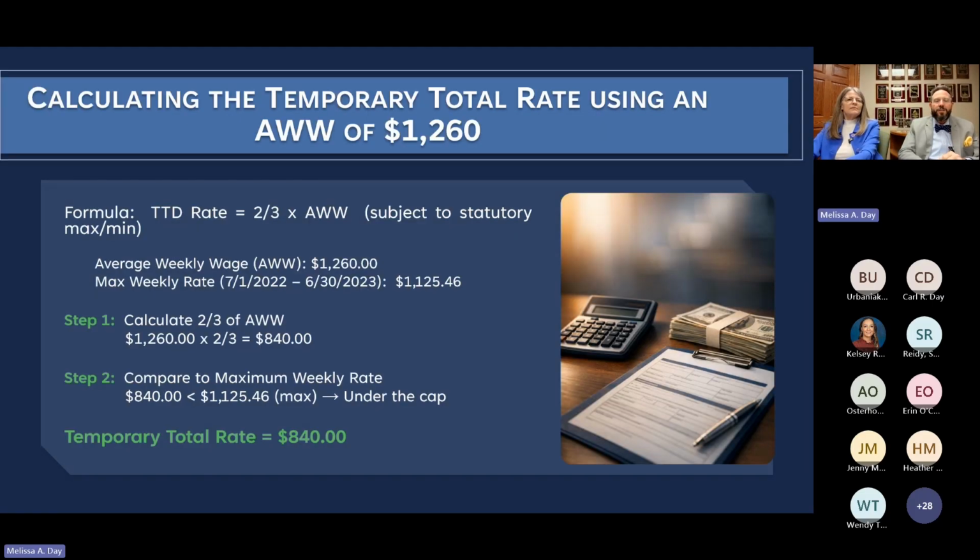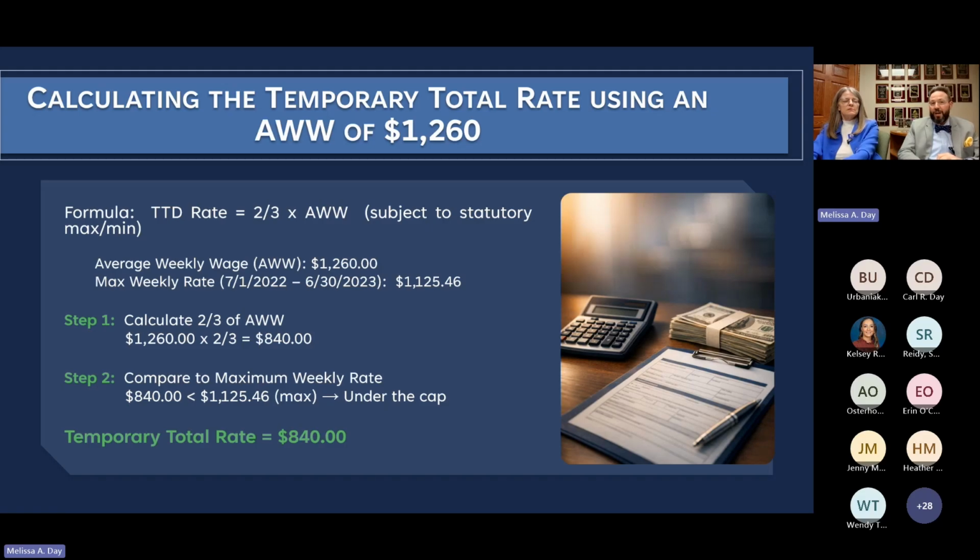Well, if we want to calculate the temporary total rate, if we use the average weekly wage of $1260, you're going to see that we're using an AWW of 1260. The max rate is $1125.46. We're going to just use an older rate to show what that is. The date of accident actually is listed on Outschutz wages, so we're using the maximum for that date of accident. We just wanted to make sure that we pointed out that the max rate is in effect and very important in these cases, especially with the minimums, the way they're creeping up. Yep. So you're going to see that if you calculate 2/3 of that AWW, it's $840, right?